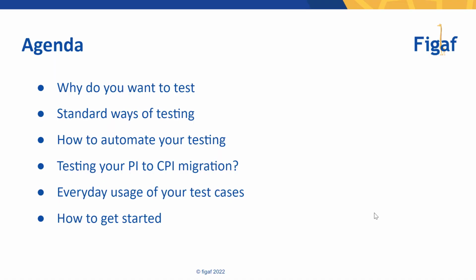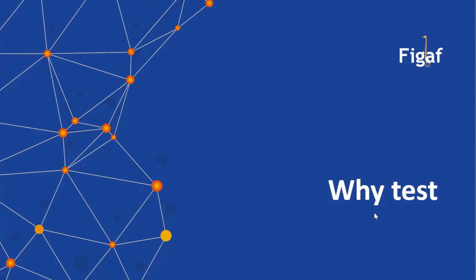So we have a number of items that we want to cover today: why you want to do testing, the standard ways of testing, and how you can automate your testing. Then we will look a little at testing PI to CPI migrations, then my thoughts on how to use testing in everyday life, and how you can get started with better practices for delivering your integrations. So yes, why do we test?